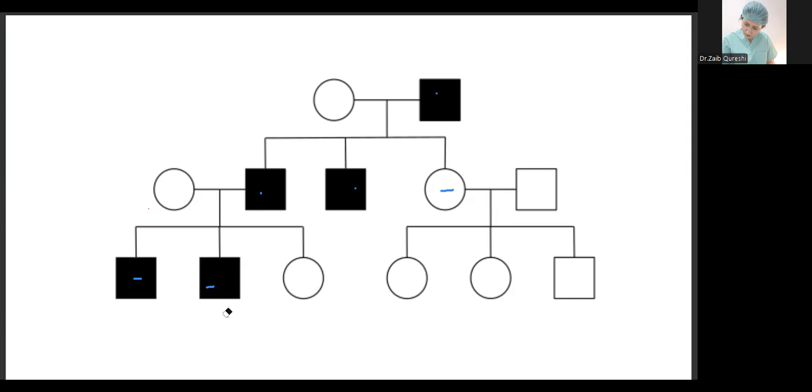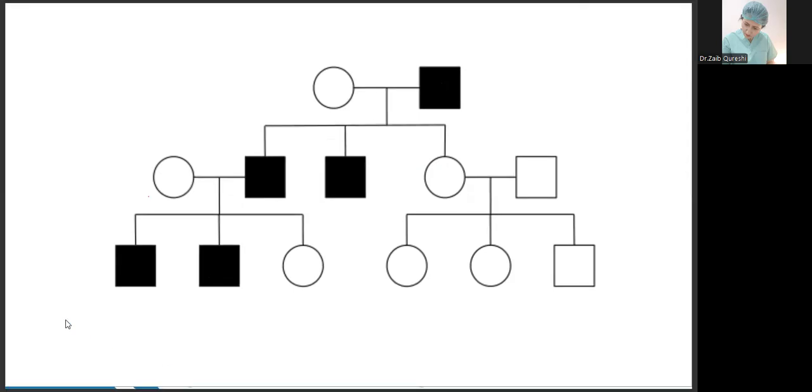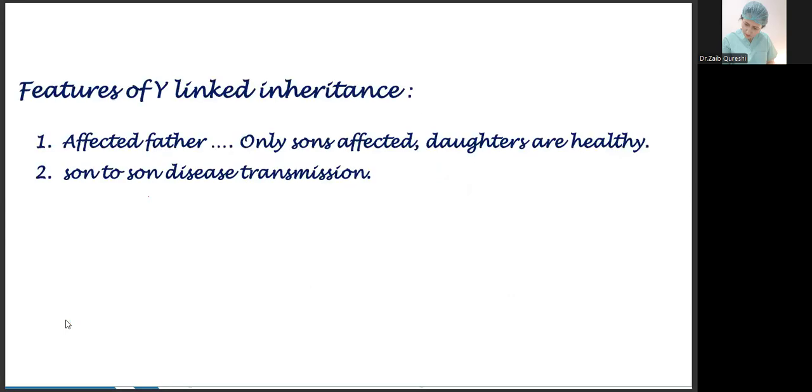So this is a very easy and easily identifiable kind of disease, and you will be lucky to get a chart like this about Y-linked inheritance, because it's very easy to diagnose. Okay. So what are the features of Y-linked inheritance? Affected father. Only sons will be affected. Daughters are healthy. All the daughters are healthy. And son to son disease transmission is there. Son to son disease transmission.